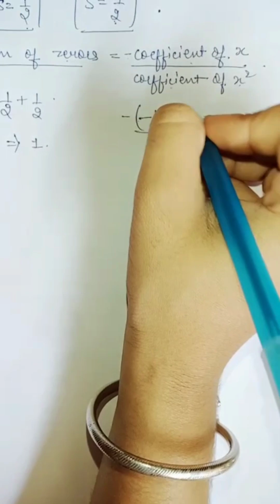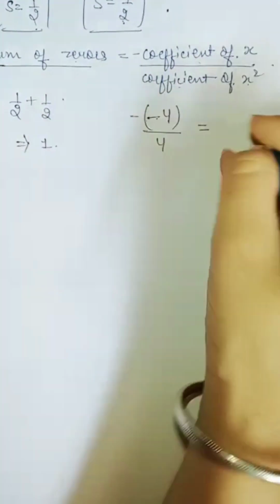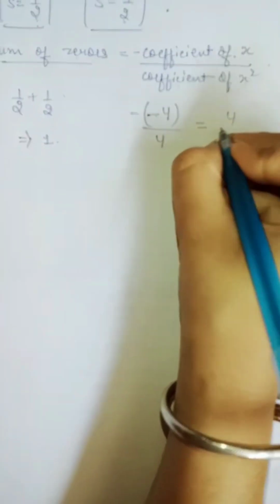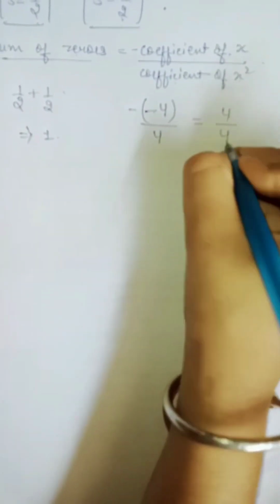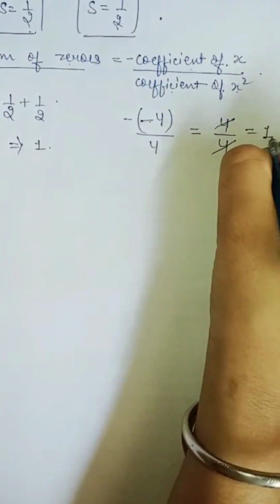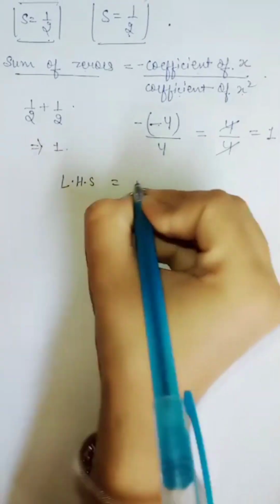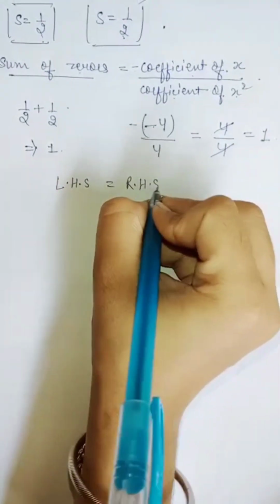So what is the coefficient of x square? 4. So we will simplify it. Minus minus will become positive, and here we will write 4 upon 4. So when we cancel out these two numbers, it will become 1. So as you can see, our LHS is equal to RHS.